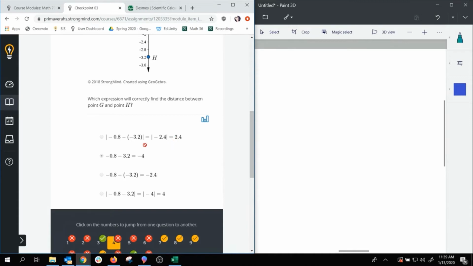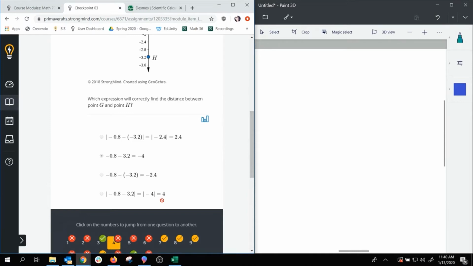Well, this first one has absolute value signs, right? But the second one doesn't, so that's right. This third one down here also doesn't have absolute value signs. So these two we can cross off right away. The second thing to always make sure is that your distance is always positive, which means that your final answer should be a positive number. And if I look at this first one, that answer is positive, and same thing with the bottom. That one's also positive.